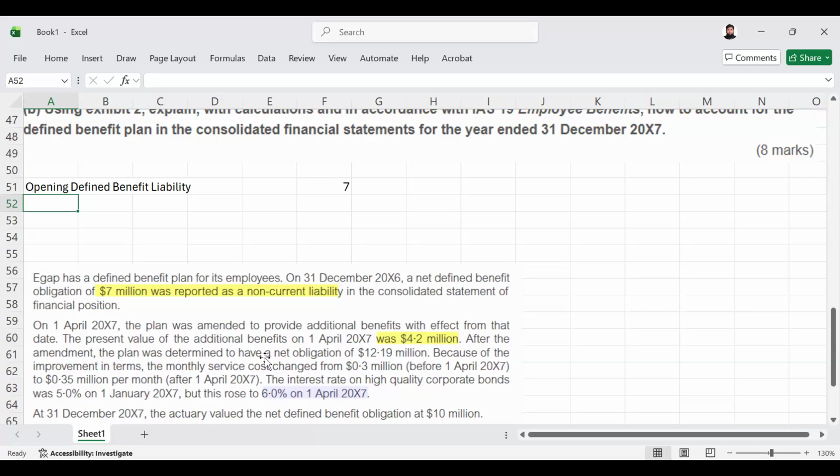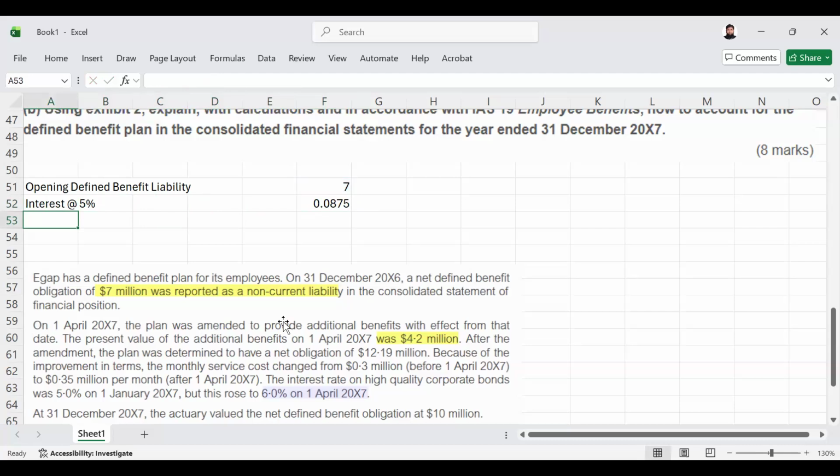After the amendment, the plan was determined to have a net obligation of 12.19 million because of the improvement in the terms of the plan. Now see, what actually happens is that we would say interest at the rate of 5%. So I will calculate this interest for 3 months: 5% into 3/12.